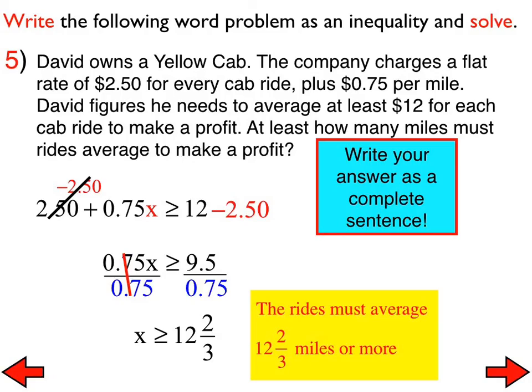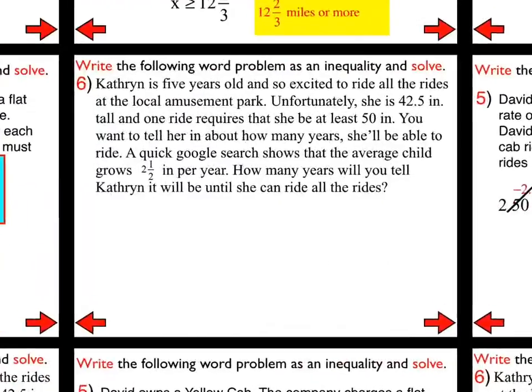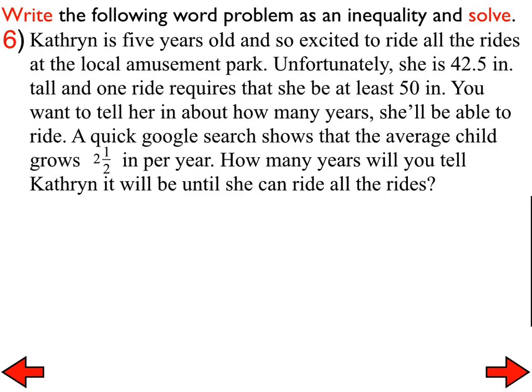One more. Catherine is 5 years old, and she's super excited to ride all the rides at the amusement park. But she's only 42.5 inches tall, and one of the rides she wants to go on says that she has to be at least 50 inches tall. So you want to tell her in about how many years she'll be able to go on all of those rides. So you do a quick Google search, and then you find out that the average child takes about a year to grow 2.5 inches. So she grows, most people grow 2.5 inches per year. So you want to tell her how many years will it take her until she can ride all the rides.